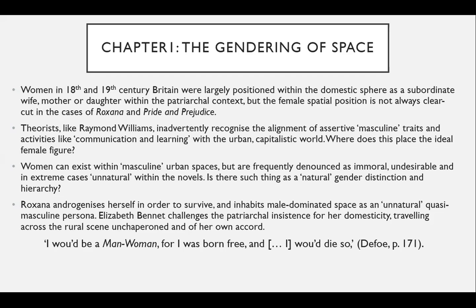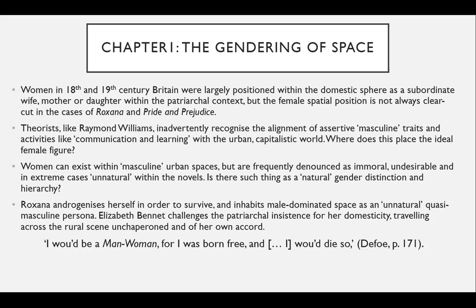It's probably generally understood that women in the 18th and 19th centuries were always within the domestic sphere. They were secondary to their husbands, fathers, elder brothers, but that's not necessarily always the case in Roxana and Pride and Prejudice. Pride and Prejudice is a particularly interesting case because there are quite a lot of critics that read Austen as very conservative, but equally you will find a whole band of scholars who would argue instead that Austen is very radical.